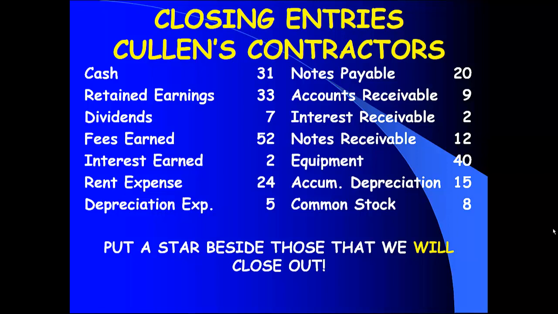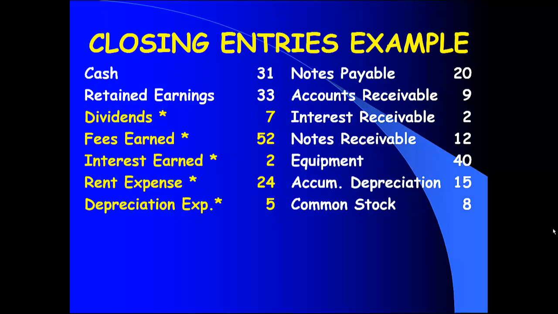Those are my revenues. We will close out rent expense and depreciation expense. Those are my expenses. We will not close out notes payable. We will not close out any of the receivables, nor equipment. We will not close out accumulated depreciation because it's a contra asset and it goes right along with the assets, nor will we close out my common stock. So these are the accounts I'm going to close out. The remaining ones I will not.